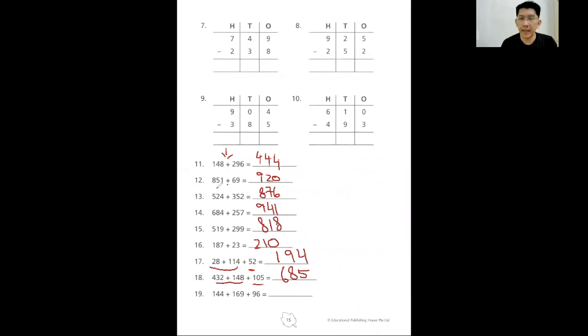And now I'm ready for number 19. Are you? Let's go. 144, 169. What operation is that? Plus. So I'm going to put here plus. So this is what we're doing now, the two numbers first. Don't forget we need to do the number 696 later.